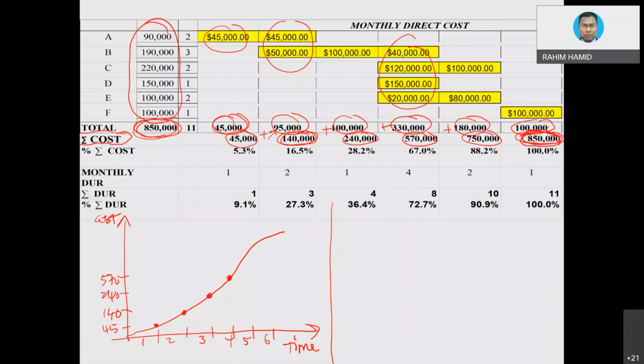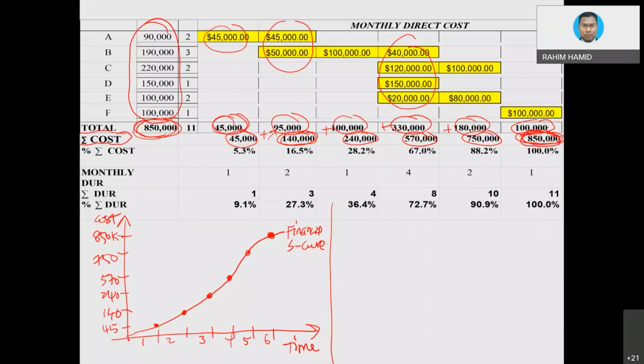And then the fifth month would be 750. And then lastly, for sure, this one is 850K. So this is what we call S-curve for financial, based on the value that we already get from the cumulative.